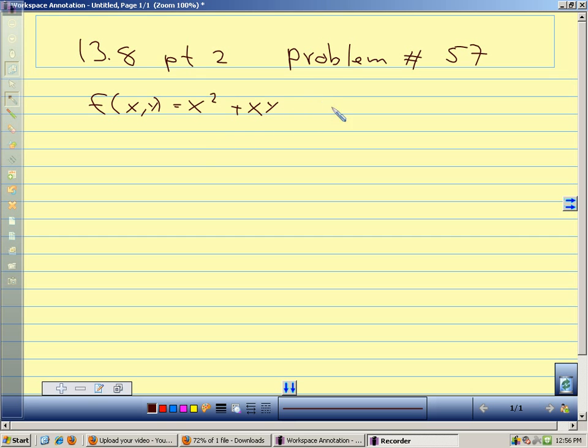and our region is x y such that the absolute value of x is less than or equal to 2, and the absolute value of y is less than or equal to 1.